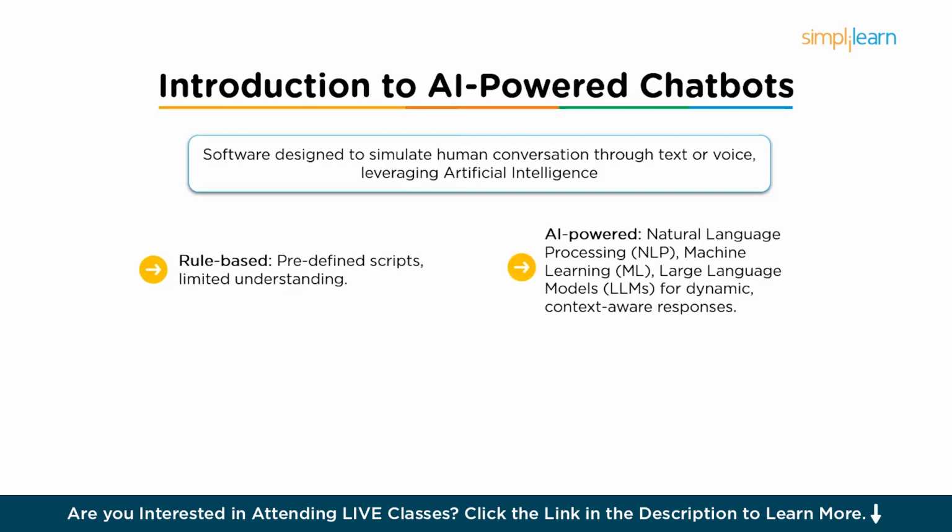However, the real power comes with AI-powered chatbots. These are vastly more sophisticated. They leverage advanced technologies like natural language processing to understand human language, machine learning to learn from interactions and improve over time, and crucially, large language models, which enable truly dynamic, context-aware responses. This allows them to handle complex queries, understand intent, and engage in far more fluid and intelligent conversation.